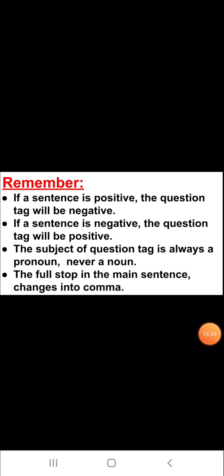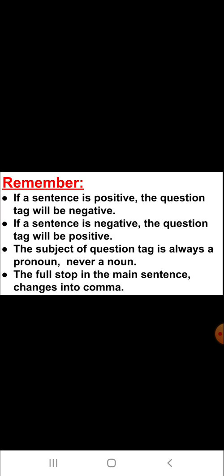I repeat again, what you have to remember in question tag or tag question. Number 1, if a sentence is positive, the question tag will be negative. Number 2, if a sentence is negative, the question tag will be positive. Number 3, the subject of the question tag is always a pronoun, never a noun. Number 4, the full stop in the main sentence changes into a comma.